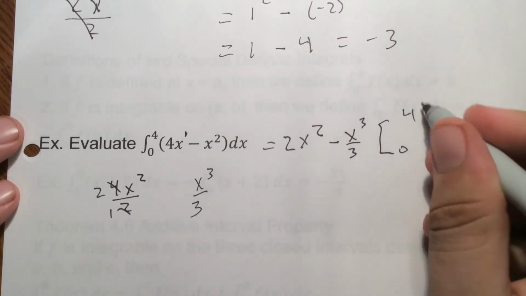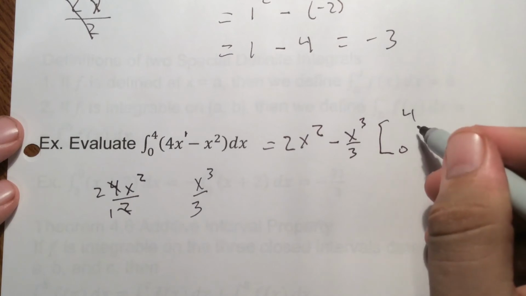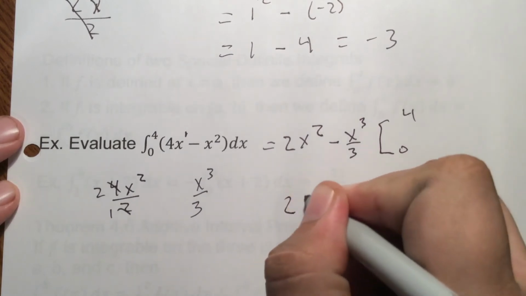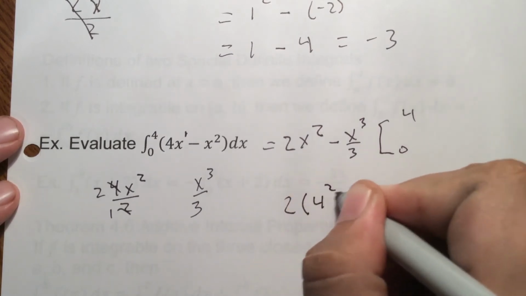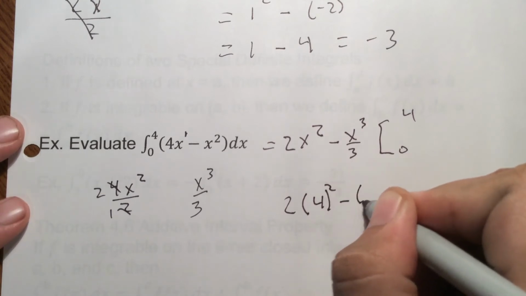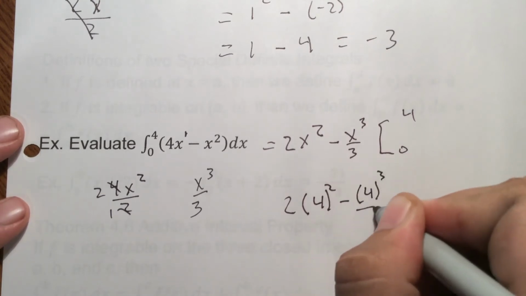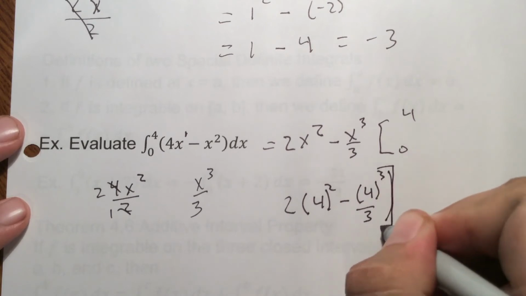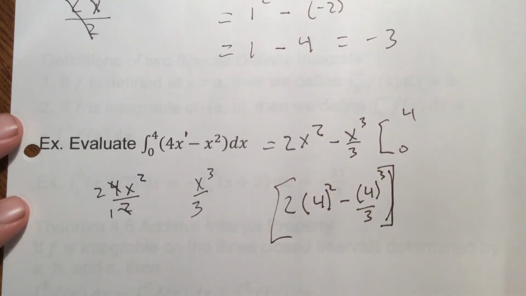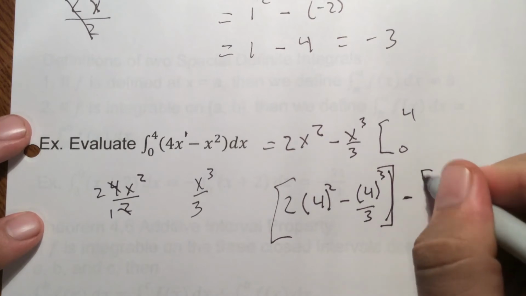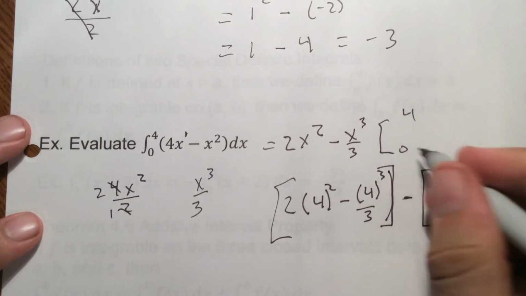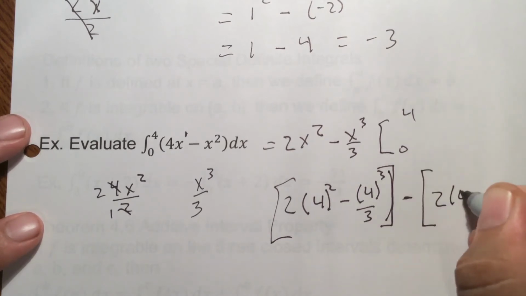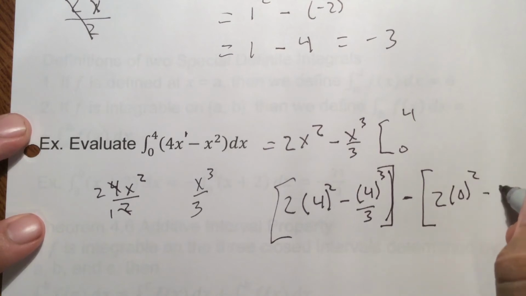So, start with your top number. 2 parentheses 4 squared minus 4 to the third over 3. And I'm going to put this in a giant bracket, just so we know they're together. So we're going to minus. Now we do it with the backside. So 2 times 0 squared minus 0 to the third over 3.